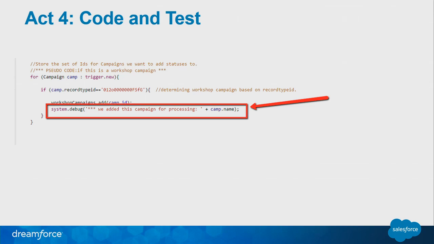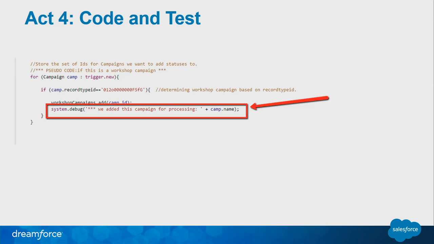Okay, so what is that part there that says system.debug, we added this campaign for processing? What does that do? System.debug is a really helpful tool. Anything you write as a system.debug statement will get written out to the debug logs. It's a great way for you to troubleshoot what's happening in the code as it's processing. In this example, for every workshop type campaign that is created, there will be a line in the debug log that says, we added this campaign for processing along with the campaign name.